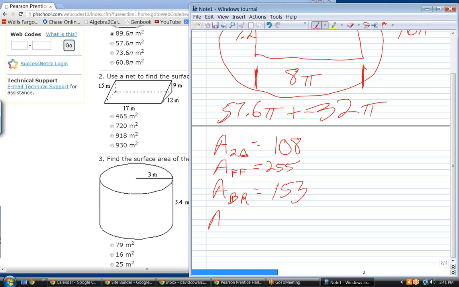And then finally the area of the bottom rectangle. So you do 17 times 12, right? Right. It'd be 204. Add everything up, you got the total surface area. Alright, 108, 255, 153, 204, 720.